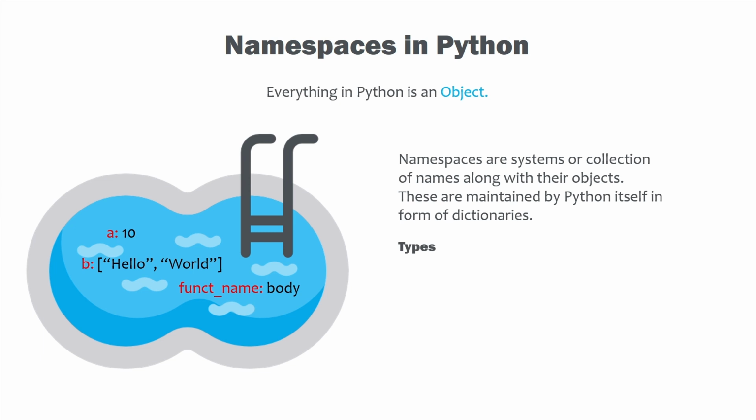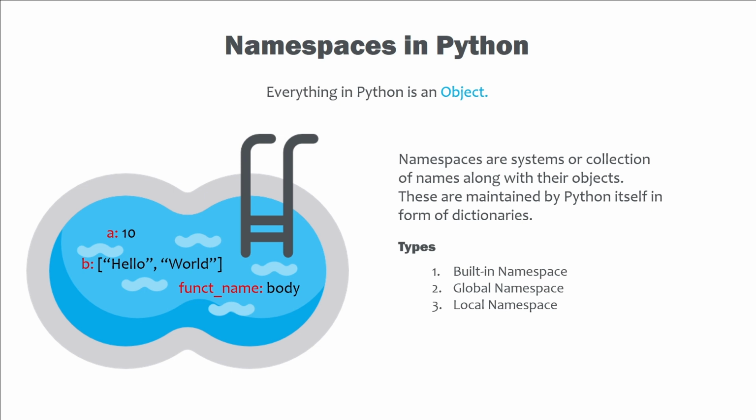There are three types of namespaces known as built-in namespace, global namespace, and local namespace. We have an enclosed namespace as well, but the enclosed namespace is related to nested functions, and we have not discussed nested functions, so we will learn it after nested functions. Now let's talk about each namespace.